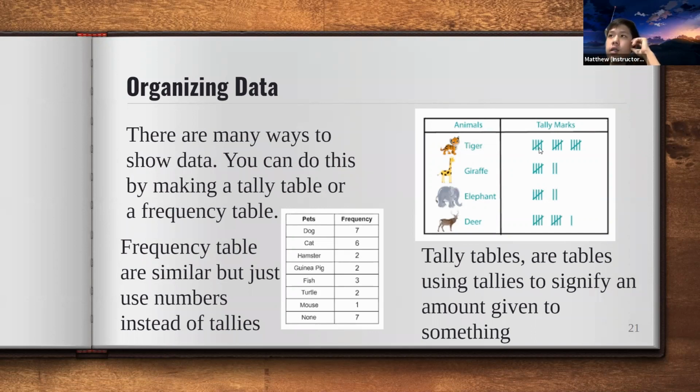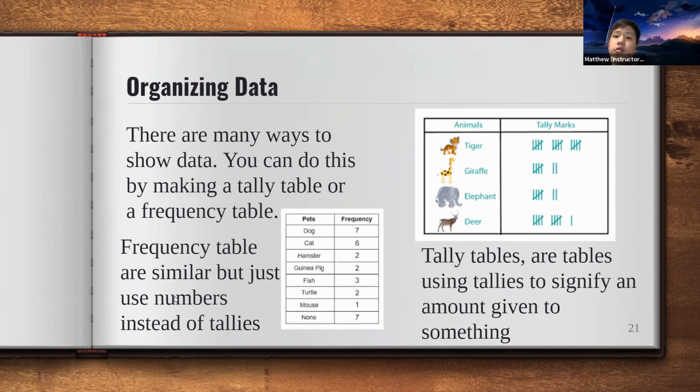A tiger has 1, 2, 3, 4, 5 tallies, 10 tallies, 15 tallies. So tiger has 15 tally marks. Giraffe has 5 plus 2, 7 tally marks. Elephant has 5 plus 2, 7 tally marks. And deer has 5, 10, 11 tally marks in total. So it's used to signify how much something has here.